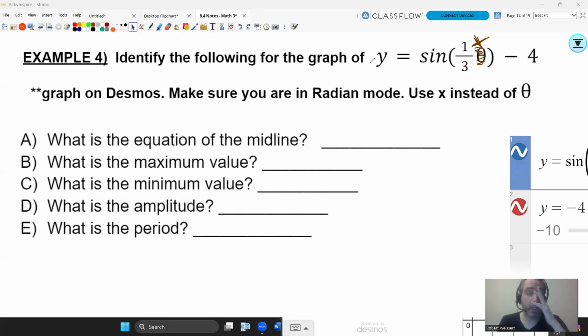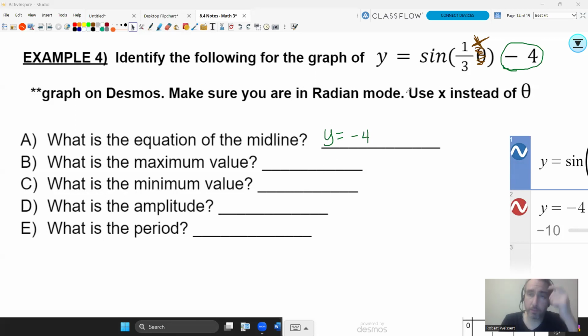So as far as getting the equation of the midline, see if you can do it from the equation itself. Then we'll go in the graph and see if we can pick out some of this stuff. Pause the video if you want to try it on your own. Okay, your midline is going to be y equals, and you can get the last number on this graph by saying y equals -4.